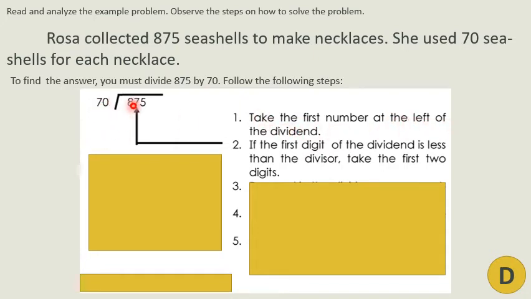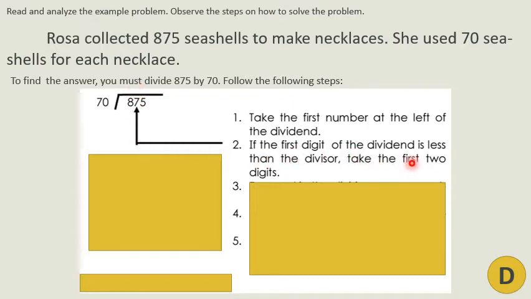So, ang una nating step is to take the first number at the left of the dividend. Di ba, 875 divided by 70. Kung ano yung dividend natin, yun yung nasa loob. Magsisimula kayong tumingin doon sa 8. Yung 8 po ba ay pwedeng i-divide sa 70? Hindi, kasi mas maliit yung 8. Ang rules natin dito sa loob, kailangan mas malaki siya doon sa nasa labas. So, hindi siya pwedeng i-divide. Isama natin yung 7, kaya siya magiging 87. Ang 87 po ba ay mas malaki na sa 70? Yes. So, dito tayo magbe-base. Dito tayo maglalagay ng ating sagot simula dito sa tapat ng 7.